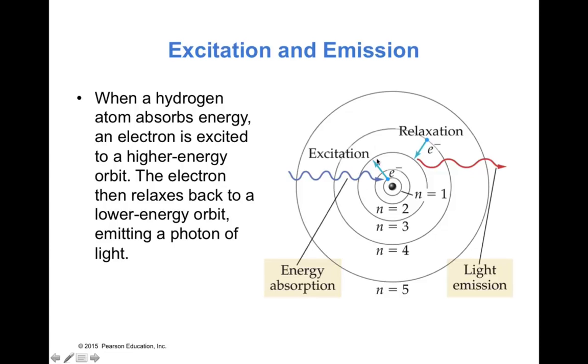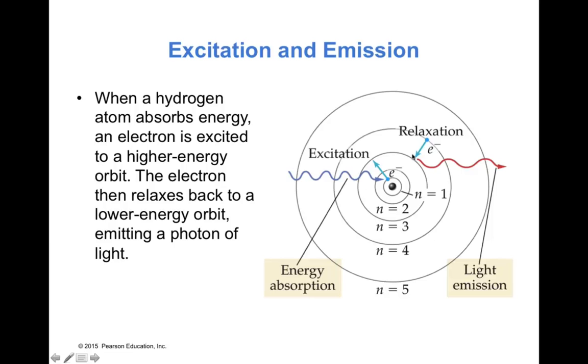Now, the electron then relaxes back to a lower energy orbit, emitting a photon of light. So once it reaches this orbit, for example, it will release that energy in the form of light so we can go back to the lower orbit. This light emission has a specific wavelength. That is the energy associated with this transition from this orbit to this orbit.